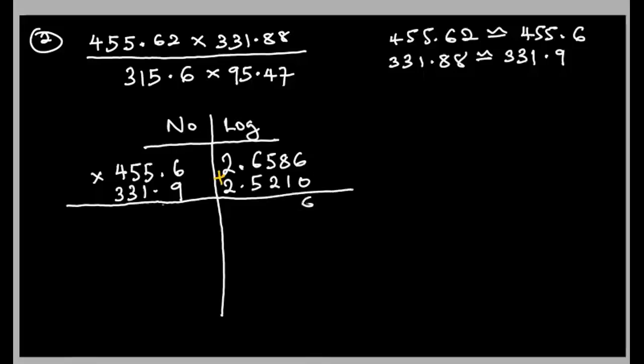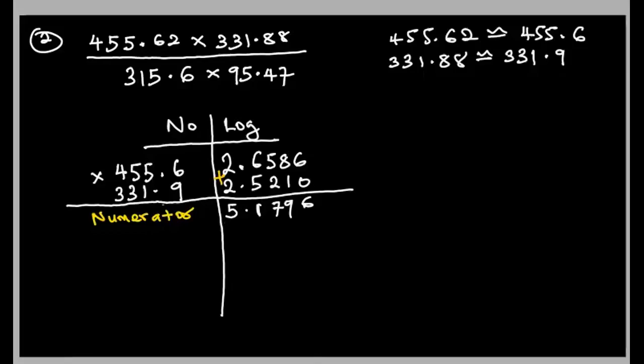So 6 plus 0 is 2, 6 is 9, this is 7, 11 here, take 1, and here becomes 5. So after addition, you see that our numerator is now 5.1796. That's for the numerator.